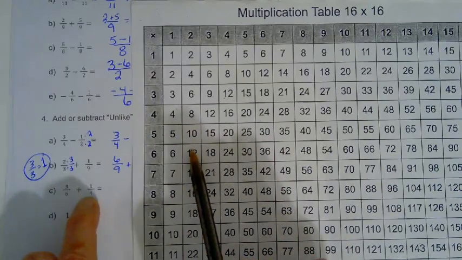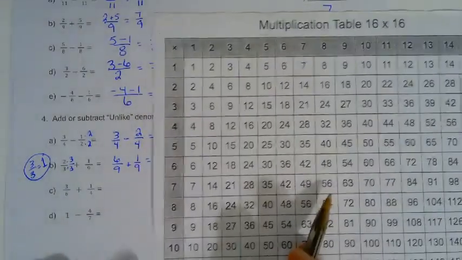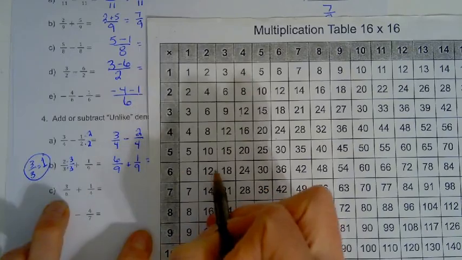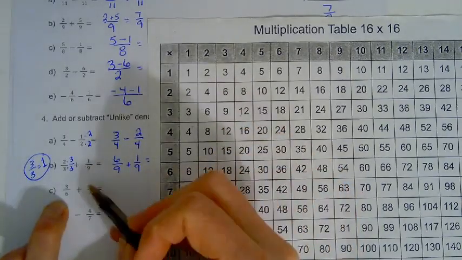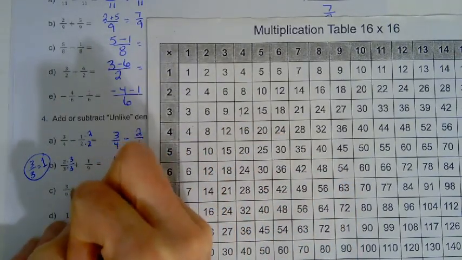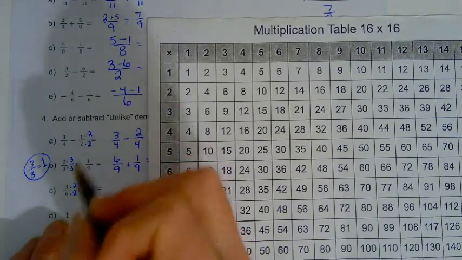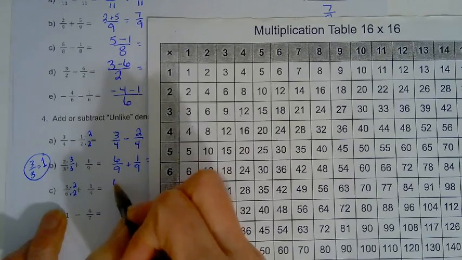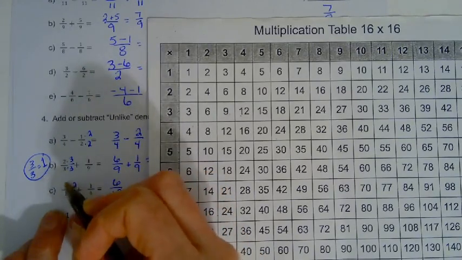All right, so this is how we're going to do it. 6 times 2 gives 12. So we're going to multiply this fraction by 2 on top and bottom. Okay, so 3 times 2 is 6, and 6 times 2 is 12. So we just changed 3 6ths into 6 12ths.